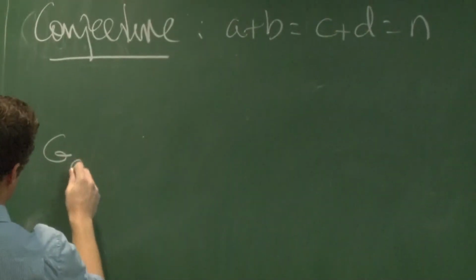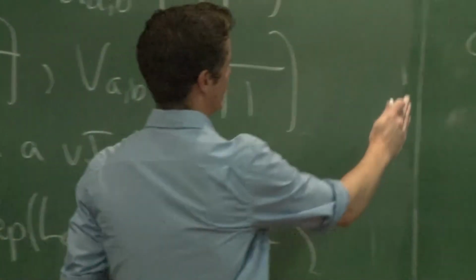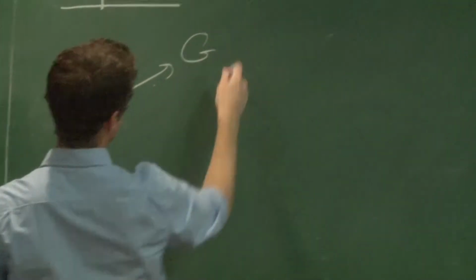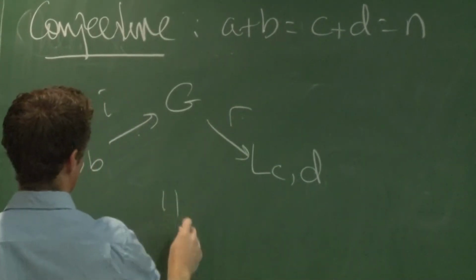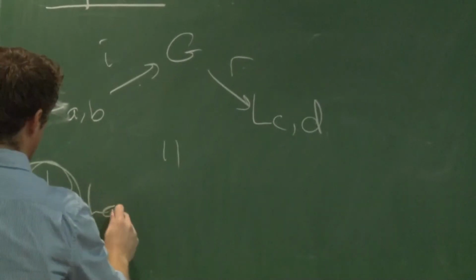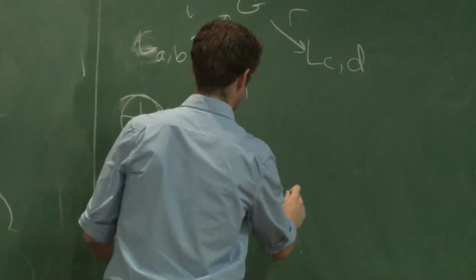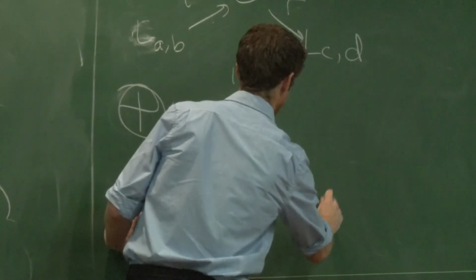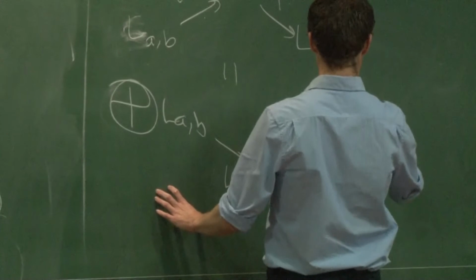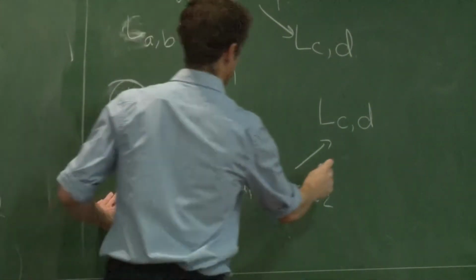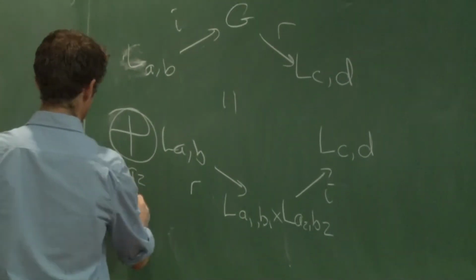So the conjecture says that if you go from representations of GAB, which I was previously calling LAB, up to GLN, and then down to LCD, using induction and restriction, that should be the same as doing the direct sum, going from LAB down to LA1 B1 times LA2 B2 up to LCD, restricting and reducing, and the sum is over all quadruples of integers like this.